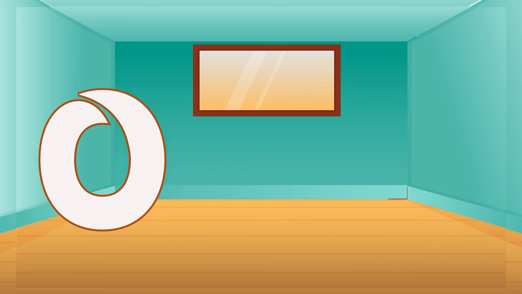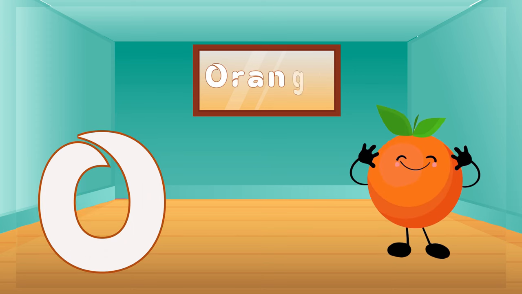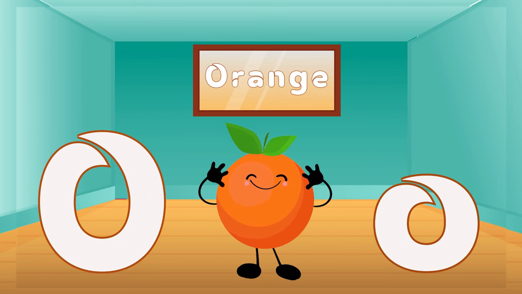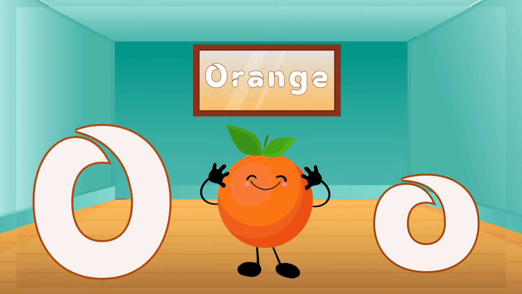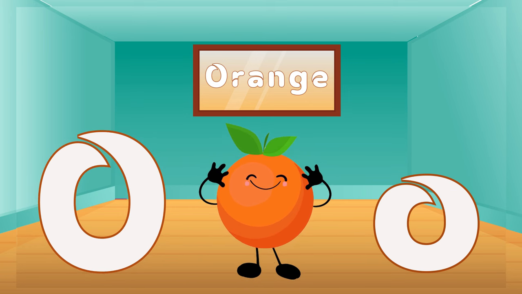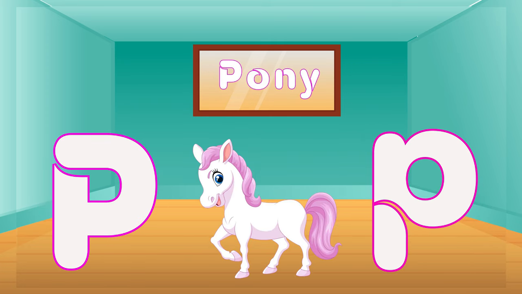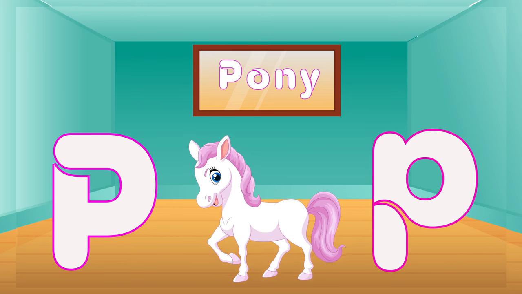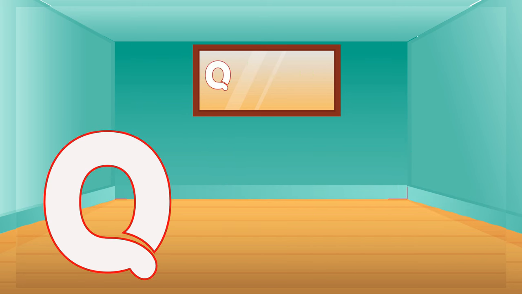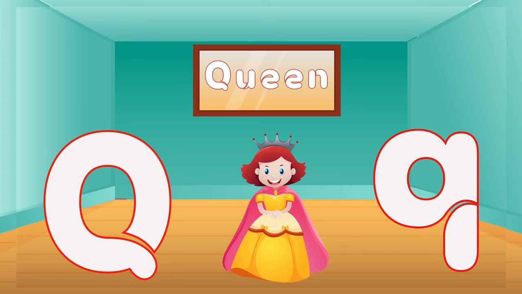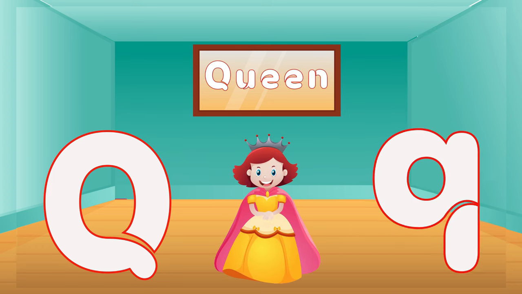O is for orange. O, O, orange. P is for pony. P, P, pony. Q is for queen. Qu, qu, queen.